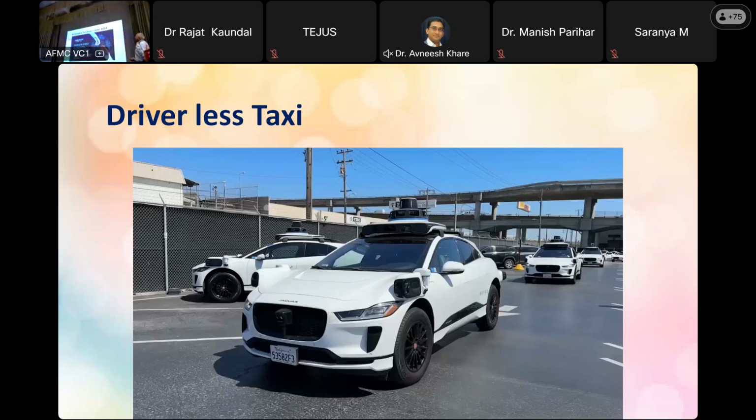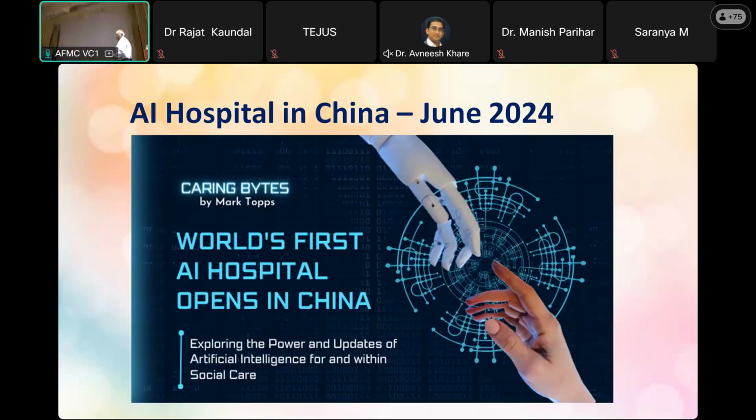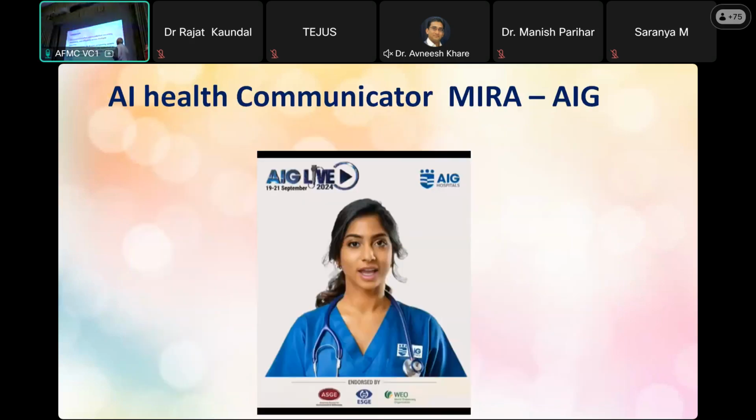Yes, the world's first AI hospital in China has already come. And this last one, which I showed you, was the AI health communicator like Sara, which has been created by the AIG hospitals. And I think these are important. So to conclude, I would like to say, AI in simulation offers unprecedented accuracy. AI and computing power continue to advance simulations, which are expected to become even more realistic, predictive, and integral to high-stakes training environments.